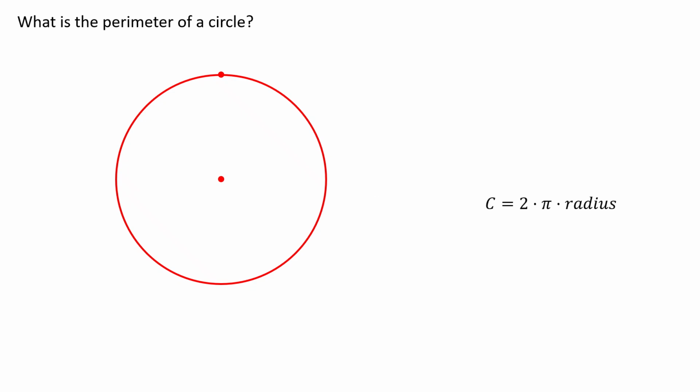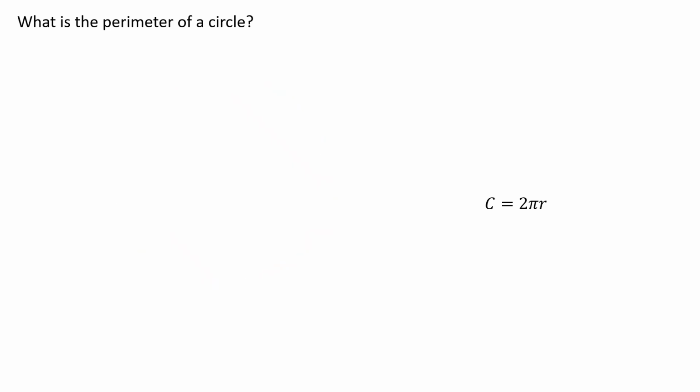In this formula, you'll notice that it has the word radius. We often use r instead of radius, and for the multiplication signs, we don't typically write those either. In summary, the perimeter of a circle is also called its circumference, and there's the formula.